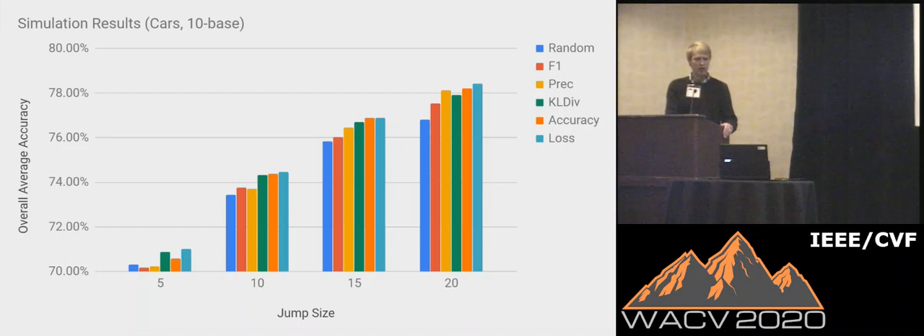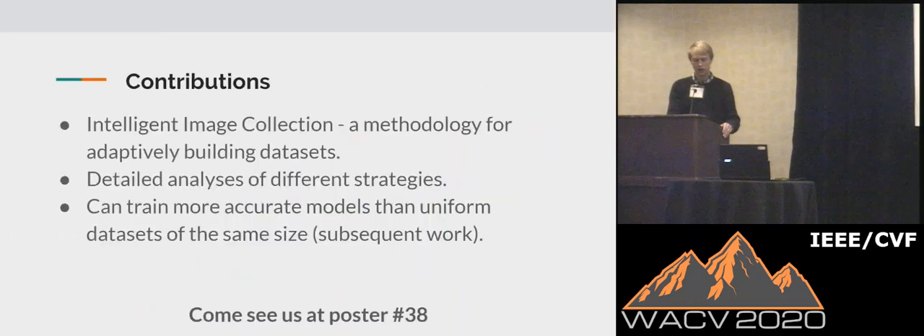One thing to notice is that in pretty much every case when you use a metric or when you try to find a way to determine which images are hard and which ones are easy, you'll end up with higher performance. Though there are some cases for the smaller jumps where that's not the case.